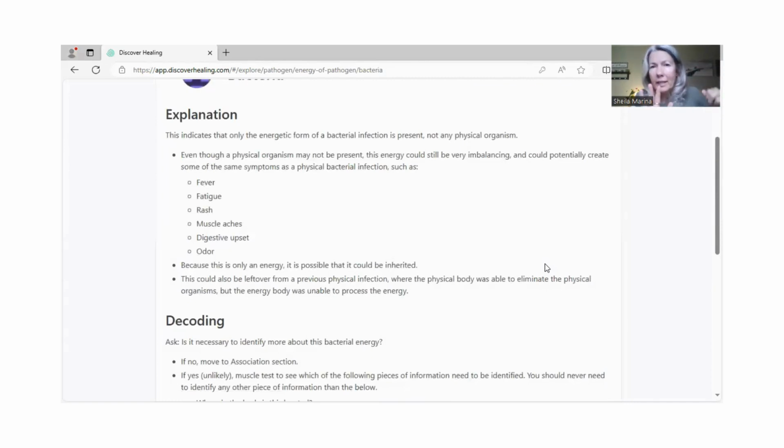So because this is only an energy, there is no physical organism as far as the subconscious is letting us know here. So just to be clear, this is a physical organism? No, this is energy of bacteria. Yes. So even though it's just an energy, because we're all energy, frequency, and vibration, it's quite possible that this is causing some physical issues for Gus. So let's find out here. It's quite possible, because it's an energy, that it's inherited. So has this been inherited?